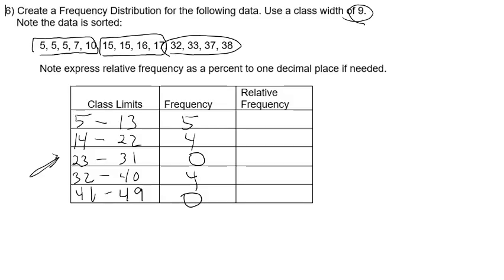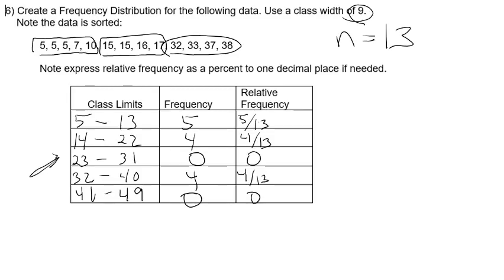Now, our relative frequency is the frequency divided by the sample size, or the number of pieces of data collected. How many pieces of data did we collect? We collected 13 pieces of data. So our sample size was 13. So this is going to be 5 divided by 13, 4 divided by 13, 0, 4 divided by 13, and 0.